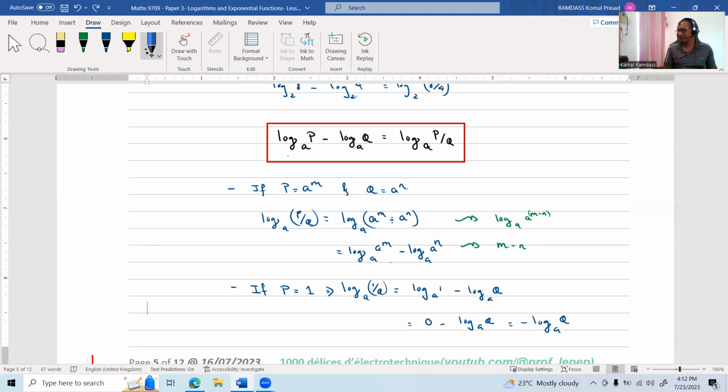Et ça, if p is equal to 1, ok, nous gagnons ça là-haut. Ça, c'est une relation, quand p is equal to a to the power of m and q is equal to a to the power of n. Et quand p is equal to 1, log de 1 over q base a, c'est log de 1 base a minus log de q base a, et logarithm of 1 to any base is equal to 0, finalement, it's minus log de q base a.